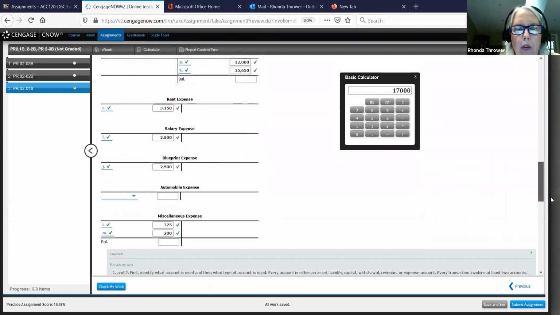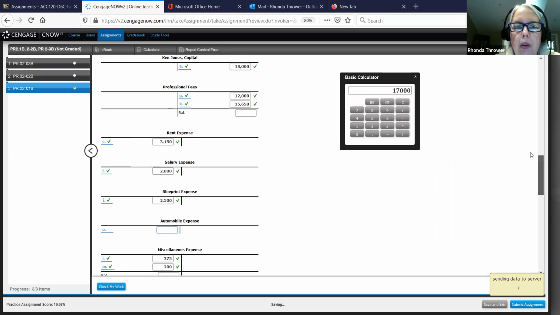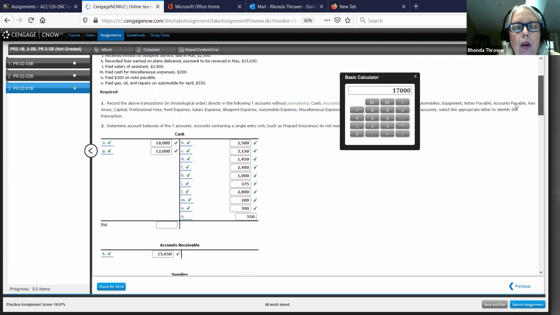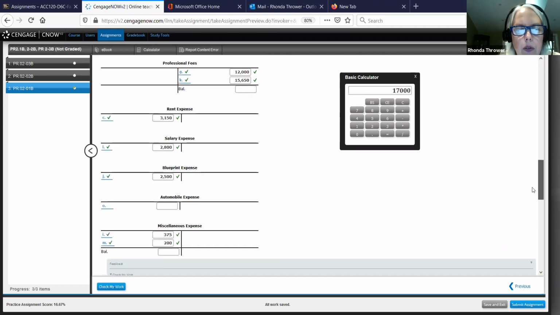And then our repairs expense for the automobile would also be increasing on the debit side. Expenses go up on the debit side. And the amount of that expense was $550.